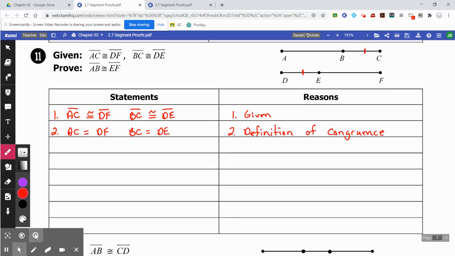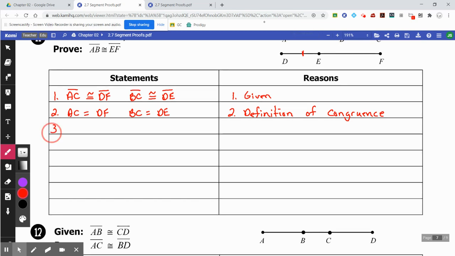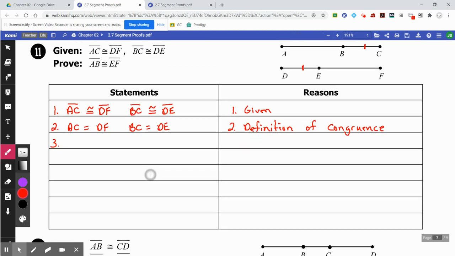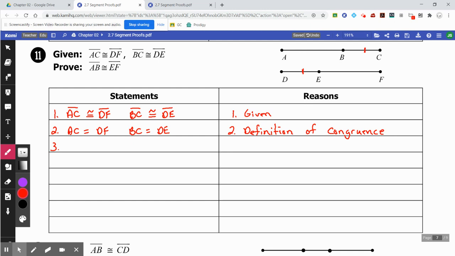Okay, next up, again, I like to state anything that's obvious, and now we might use this, and there's a possibility we might erase this step. We might not need this, but I do know by the segment addition postulate that AB and BC add up to AC, and that DE and EF add up to DF.